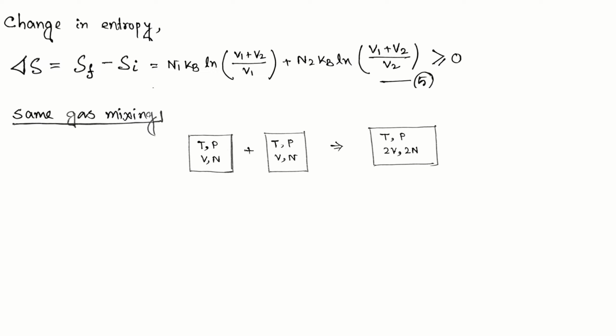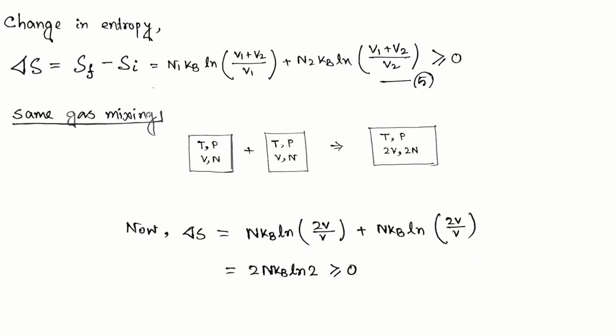Now this is our system. So temperature is T, pressure is P, volume V and N. After mixing, temperature and pressure will be the same, volume will be double, and the number of particles will also be double. Yeah. So now we are trying to calculate the entropy. So from the above equation you can see this is coming like 2 ln 2, and this is also a positive quantity. That means entropy is increasing.